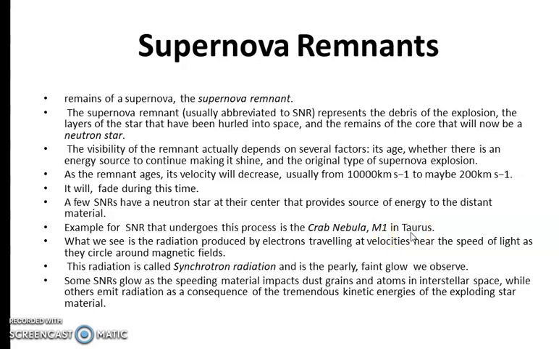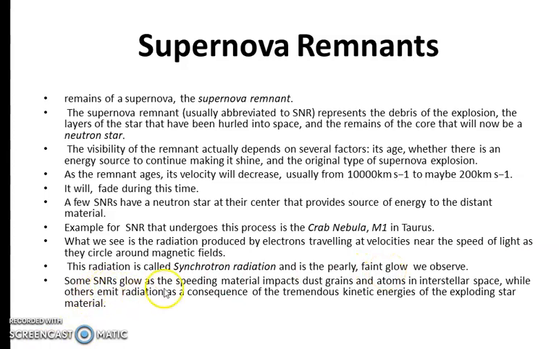In this we can see the radiation produced by electrons traveling at velocities near the speed of light as they circle around the magnetic field. The electrons travel near the velocity of light around the magnetic field. This produces radiation in the supernova remnant. This radiation is called synchrotron radiation, and that is responsible for the pearly faint glow of the supernova remnant.